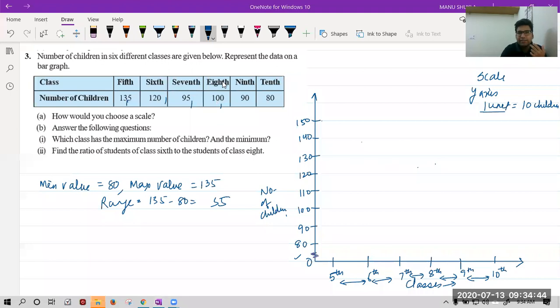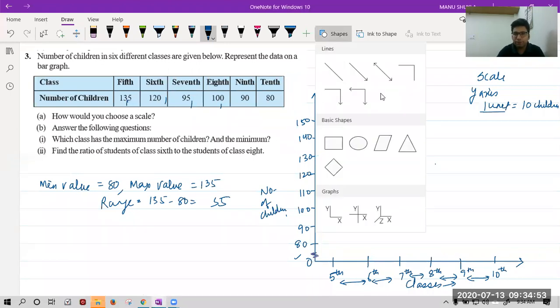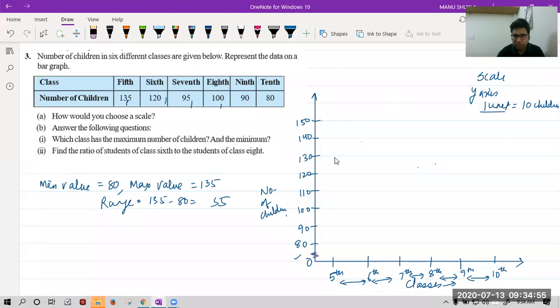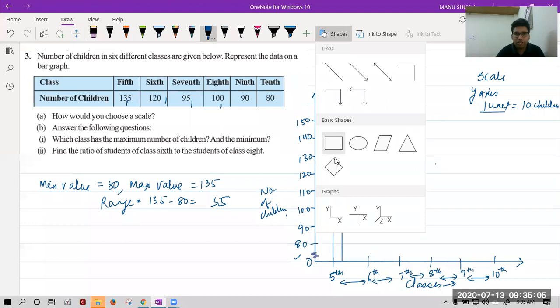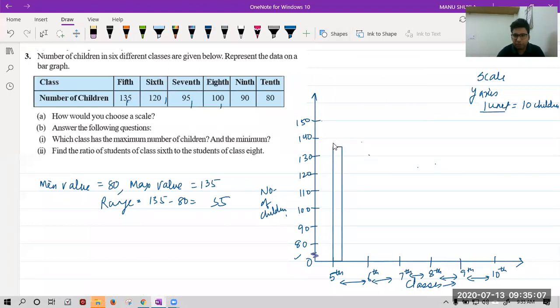Now, I think it is easy for you to understand. The first value is how much? First value is 135. Take the bar like this, 135. Very simple. 130 is between these two, somewhere here. We have got the first value. Similarly, the next value is 120. It will be like this. Make sure all the bars are of equal width.